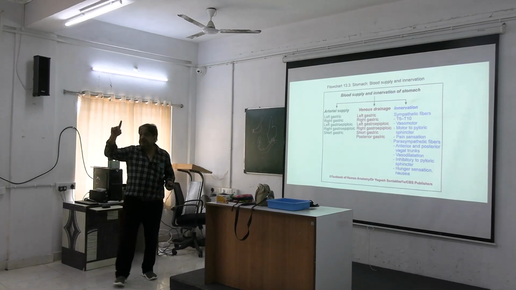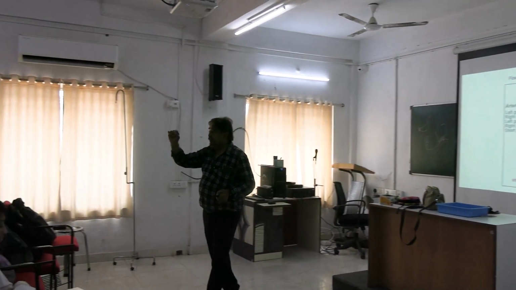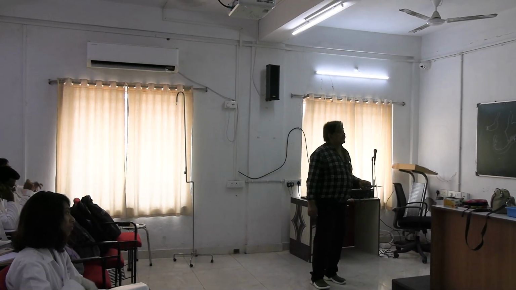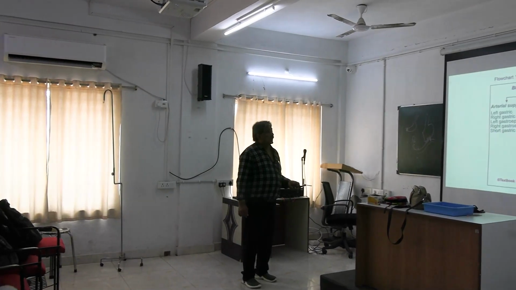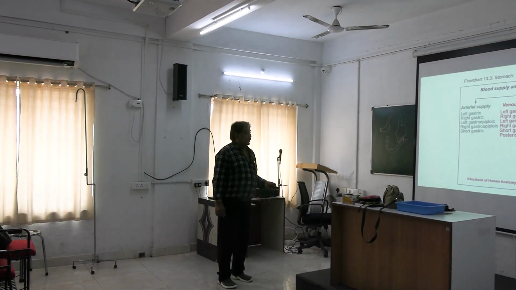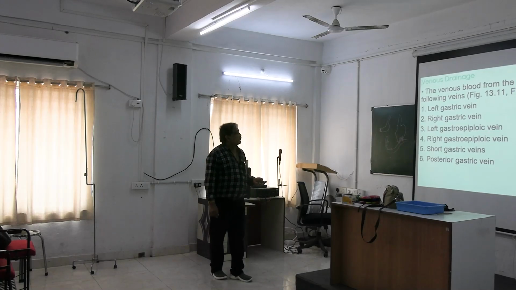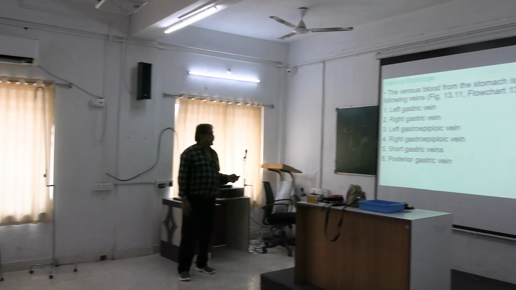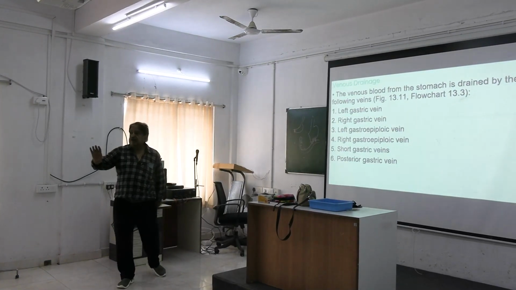At this level, I told you the other day, the level at which the sympathetic is T6 to T10. Now, and parasympathetic fibers, anterior and posterior vagal trunks, causes vasodilation, inhibitory to pyloric sphincter, hunger, sensation, nausea. Now, venous drainage, left gastric vein, right gastric vein, left gastroepiploic vein, right gastroepiploic vein, short gastric vein, posterior gastric vein. Now, I have given you 60% with this, there are some clues that he is answering well, then they will ask you the detail.